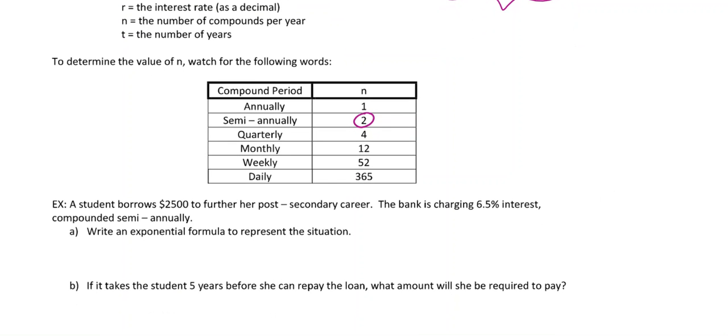Okay, so different terms here though. We've got annually, your end value would be 1, right? You're only looking at it once a year. Semi-annually would be twice, quarterly would be 4 times a year, monthly would be 12 times a year since there's 12 months in the year, 52 for weekly, or compounded daily is 365.